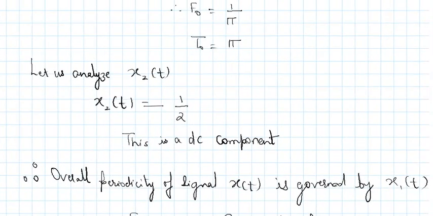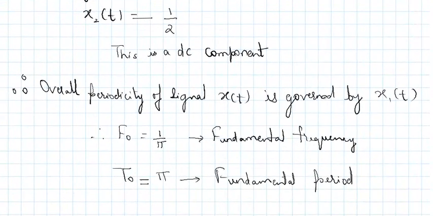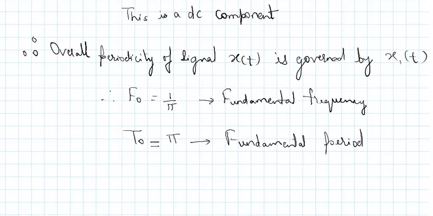So whatever is the fundamental frequency of x1t, that is f0 and t0, are nothing but the overall fundamental frequency and fundamental period of the given signal, as the complete signal xt is governed only by x1t. Right, so this gives me the fundamental frequency f0 to be 1 by pi and fundamental period t0 to be pi. So this is the fundamental frequency and fundamental period of the given signal. Now we look at a few more examples. Let us make the examples a bit complex.